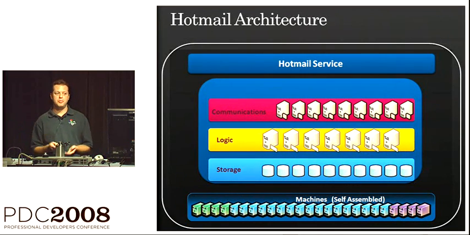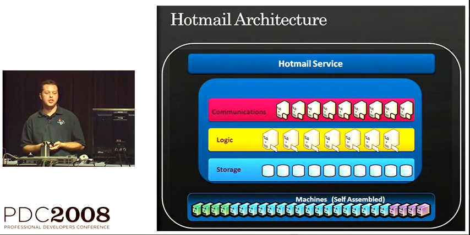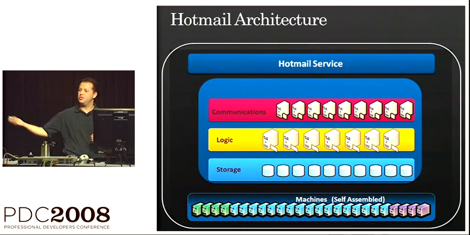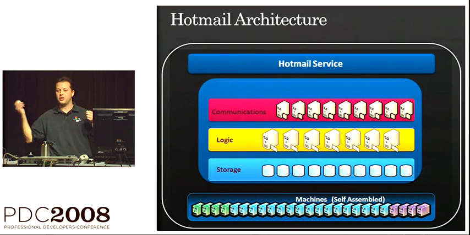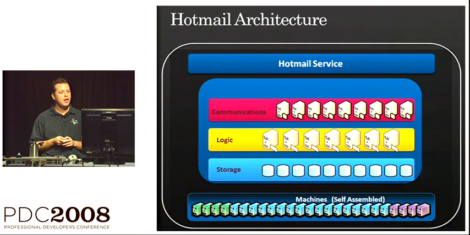Hotmail is an email service. It has some front-end services like login, redirection, and of course the HTML presentation layer that lives in the communications tier. It has a logic tier that pretty much does what you'd expect. It hosts the mail delivery services, incoming mail, incoming spoolers, outgoing spoolers. And it turns out most of the CPU time in Hotmail is spent processing spam. So that was an interesting data point that I found.